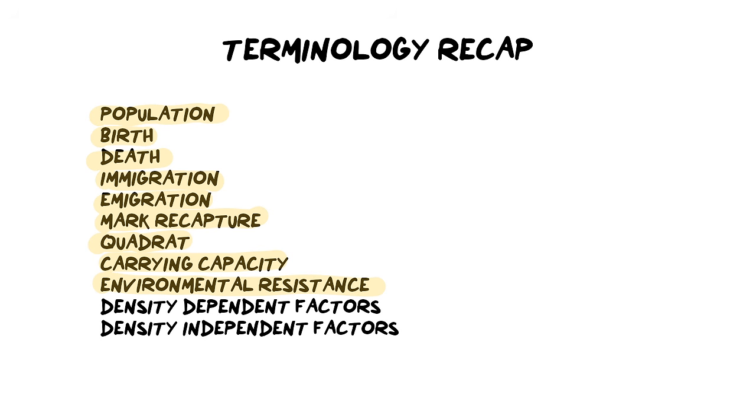And finally, we looked at the two types of density factors that can influence the size of the population, which was the density dependent, which is linked to the size itself. The bigger the population, the more problems, the less food, the less shelter. Whereas density independent factors are not linked to the size of the population and are rather linked to things like natural disasters, climate change, things that are not necessarily linked to the size of the population.